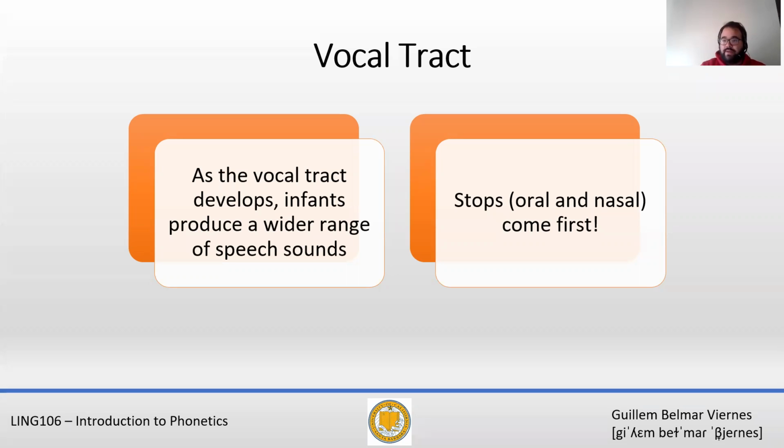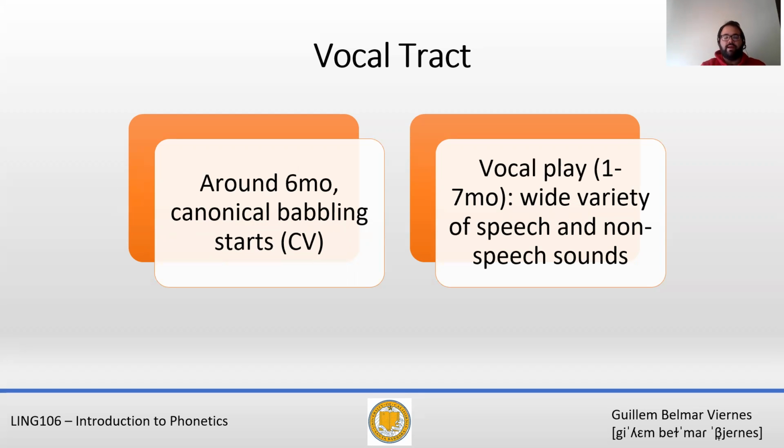So yeah, as the vocal tract develops, we start producing more and more sounds and a wider range of these sounds. First thing we produce are stops. Oral and nasal stops are the first thing we produce, our speech sounds or speechy sounds. Nasal stops in particular come first. We'll see later why. But yeah, stops would be the first thing that we produce. And then at around 6 months old, what's called canonical babbling starts.